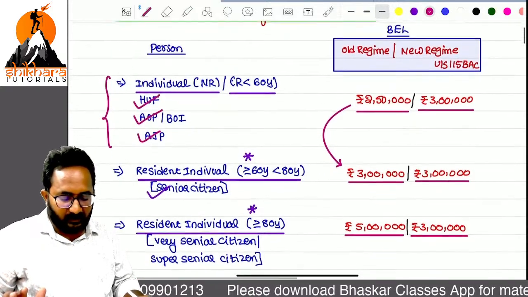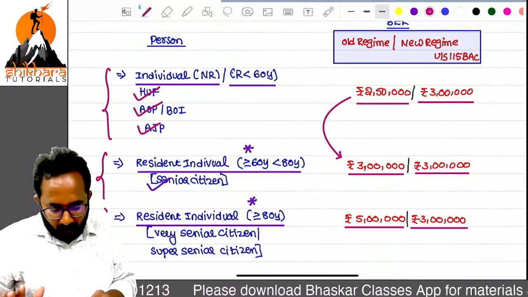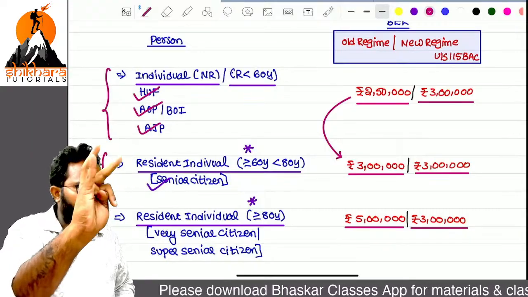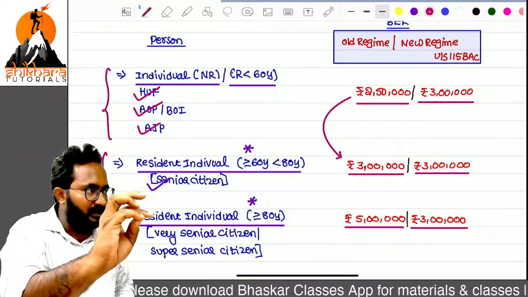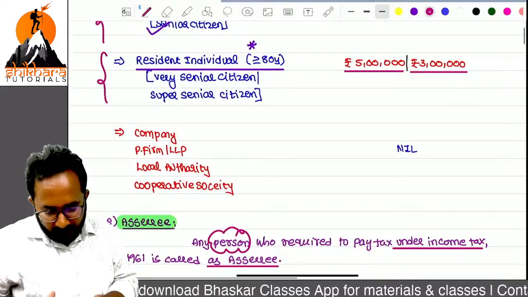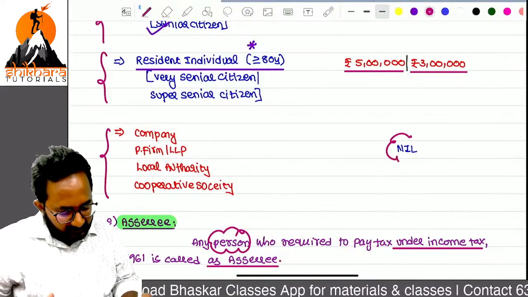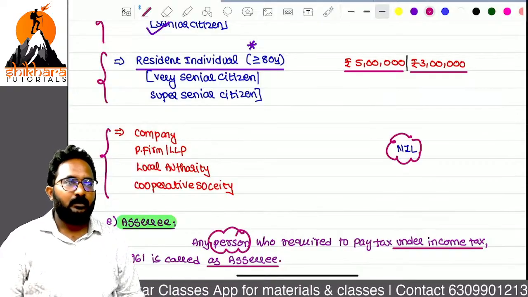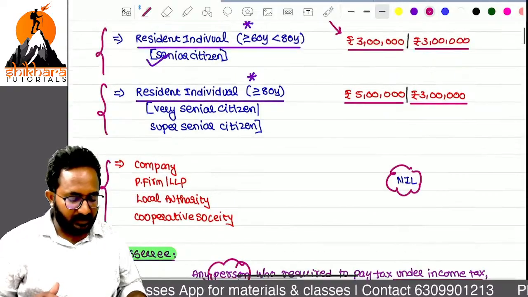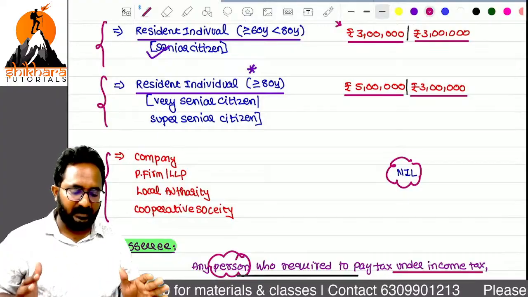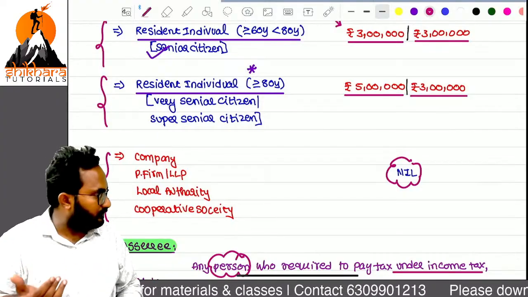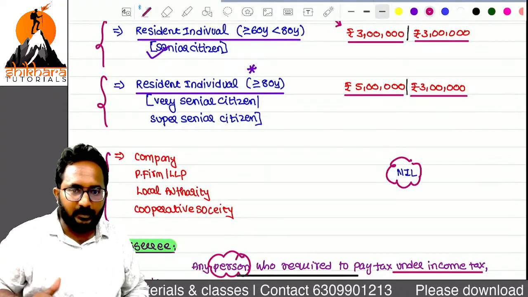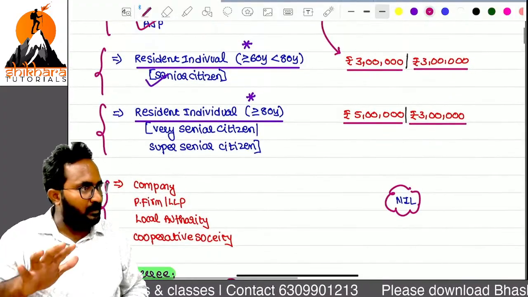In the person definition, how many things are covered as of now? Individual, HUF, AOP, BOI, AJP. What about the remaining? Remaining all, basic exemption limit is what? Nil. Basic exemption limit for all remaining entities, company, partnership firm, local authority, cooperative society, is nil.